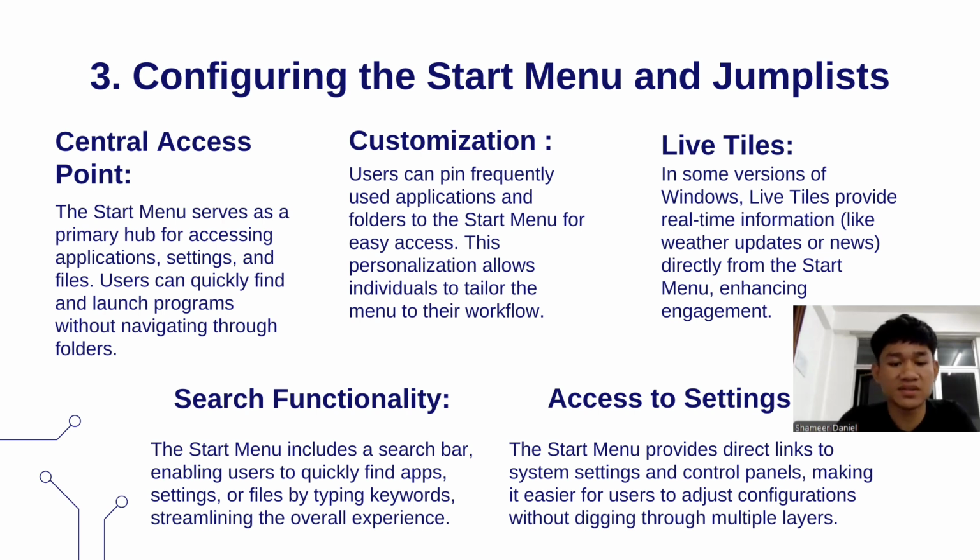Search functionality. The Start menu includes a search bar, enabling users to quickly find apps, settings, or files by typing keywords, streamlining the overall experience. The next one is Live Tiles. In some versions of Windows, Live Tiles provide real-time information like weather updates or news directly from the Start menu, enhancing engagement. And then access to settings. The Start menu provides direct links to system settings and control panels, making it easier for users to adjust configuration without digging through multiple layers.